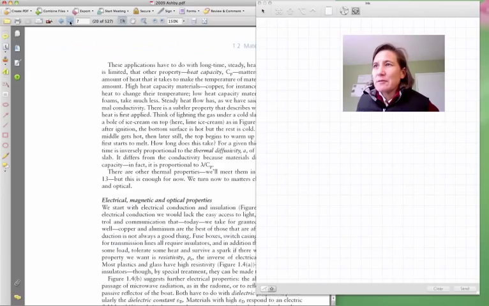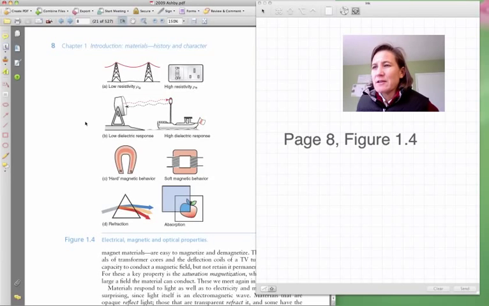Turning to the next page, actually page 8, you'll see a visual summary of a series of electrical, magnetic, and optical properties of materials: resistivity, dielectricity, magnetic behavior, and then optical behavior expressed in refraction and absorption.